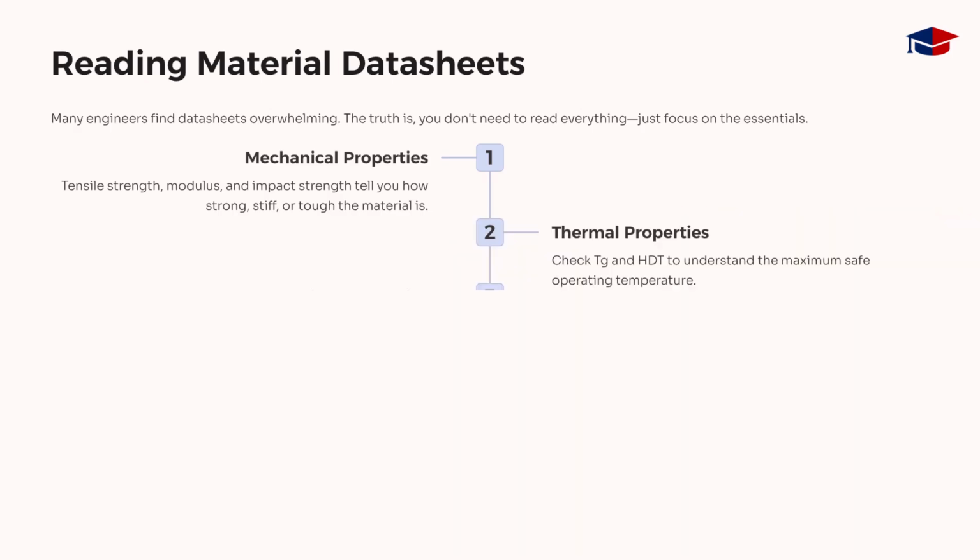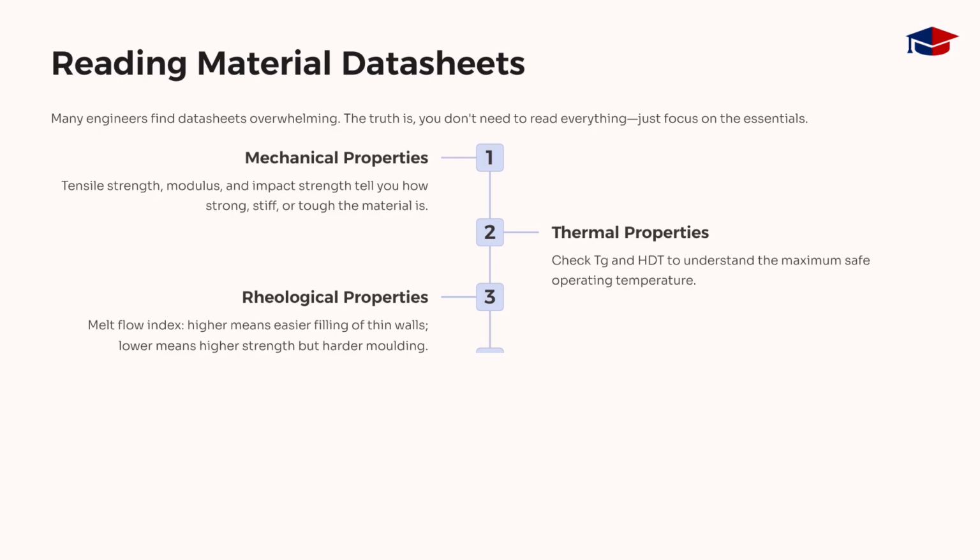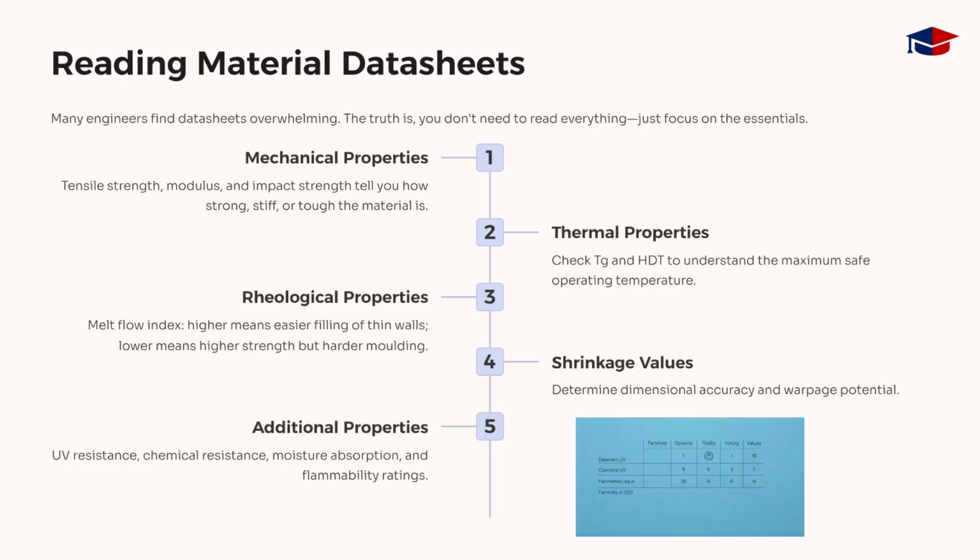Next, check the thermal properties, specifically Tg and HDT, to understand the maximum safe operating temperature. Then look at rheological properties such as melt flow index. A higher melt flow means the material fills thin-walled parts more easily, while a lower melt flow means higher strength but harder molding. Don't forget shrinkage values because they determine dimensional accuracy and warpage. Finally, check additional properties like UV resistance, chemical resistance, moisture absorption, and flammability ratings.